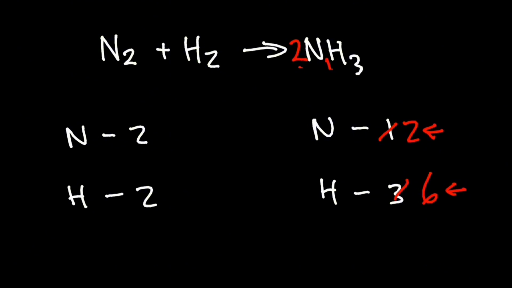Okay, but now we need to make up on this side with the hydrogens. So how would we get 6 on this side? Well, we'd have to do 2 times a certain number to get 6, and that number would be 3. So we put a coefficient of 3 here. So now this equation is balanced. Okay, let's try another one.